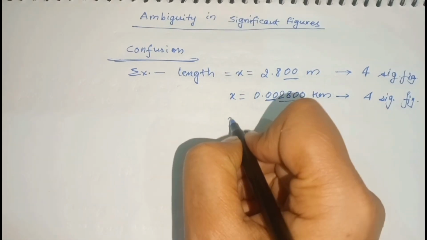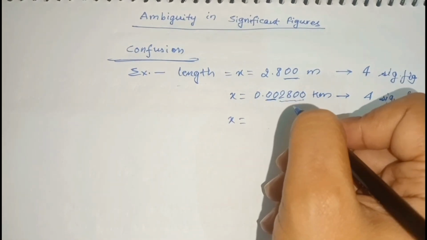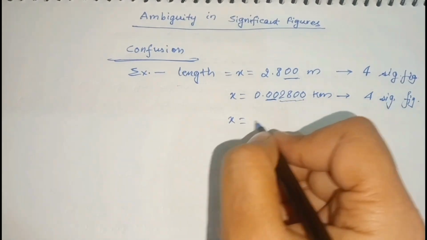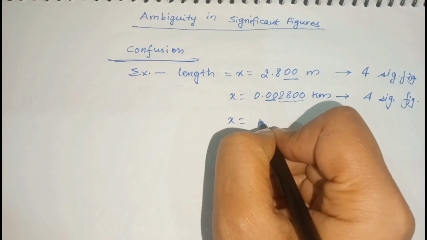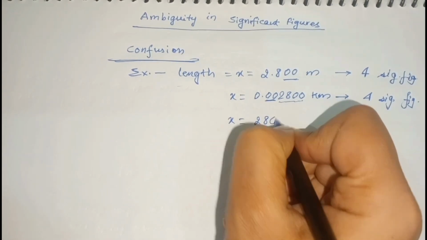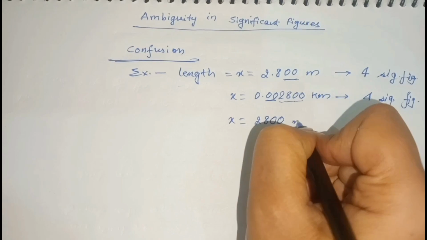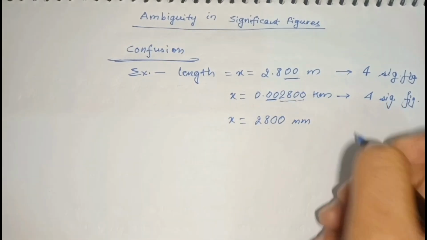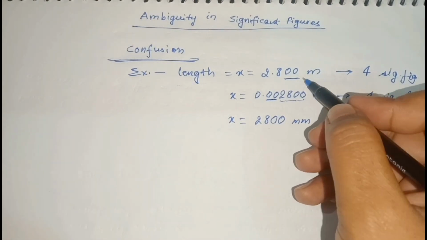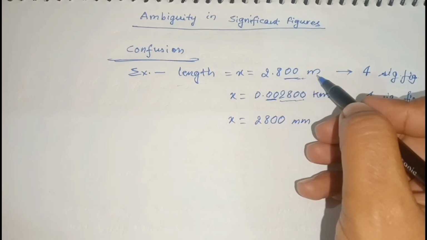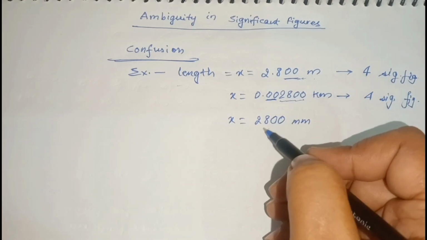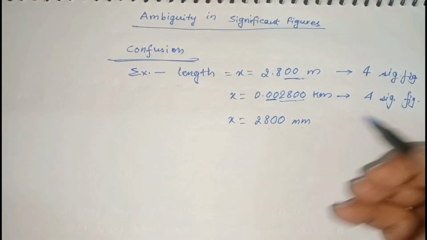And now the next, if we convert it into, let it be millimeter, then x will be 2800 millimeter. Okay, simply multiply 2.8 meter by 1000. We will get the conversion result in millimeter.